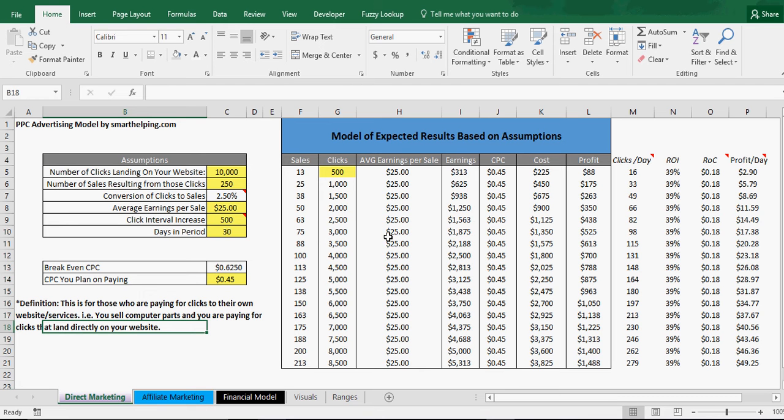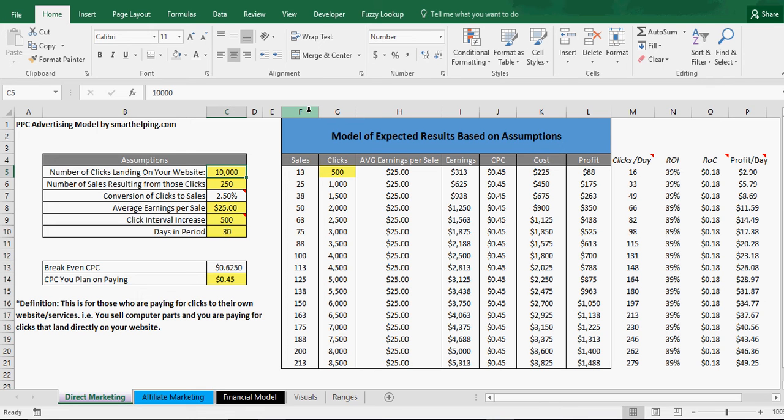Okay, so let's start with building the model, and we'll start with direct marketing first. The first entry here is all you're going to be doing if you get this model is changing the light yellow cells. The first one is number of clicks landing on your website. Here you're just going to put in a number. This is basically to drive the model. You have to put in inputs that tell the model what your conversion percentages look like.